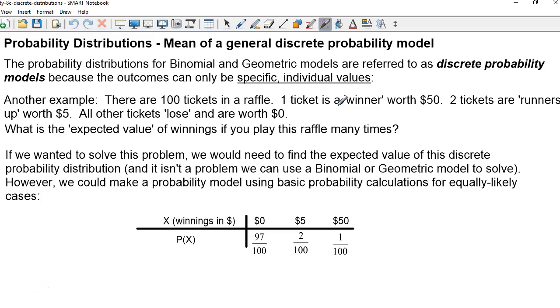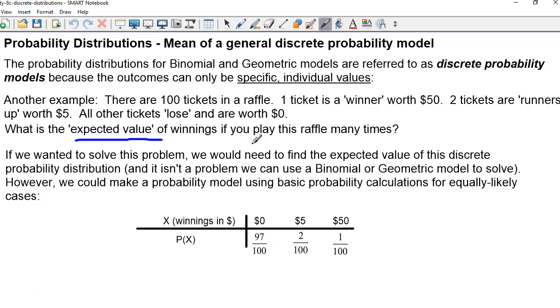Let's say we have 100 tickets in a raffle, and 1 ticket is the winning ticket, and it's going to be worth $50. You win $50 if you get that ticket. 2 tickets are runner-up tickets. Those are worth $5 each. All the other tickets are losing tickets, and in that case you win nothing. So what is the mean or expected value of the winnings if you play this raffle many times?